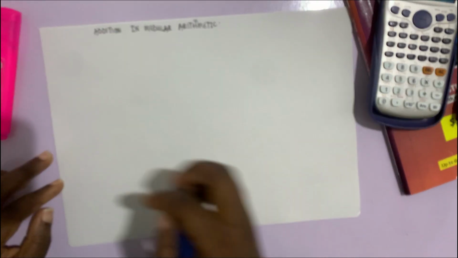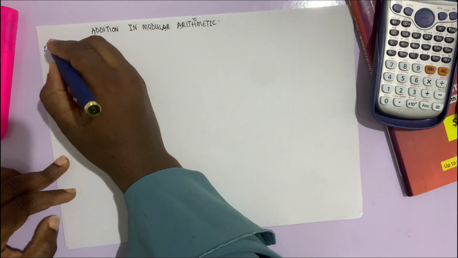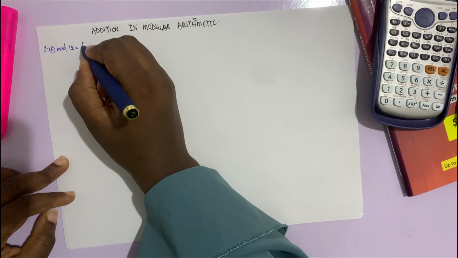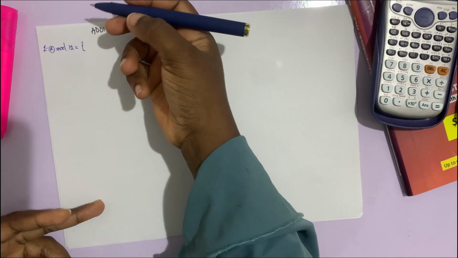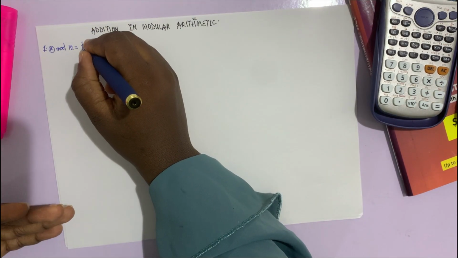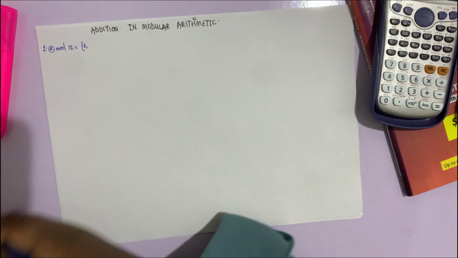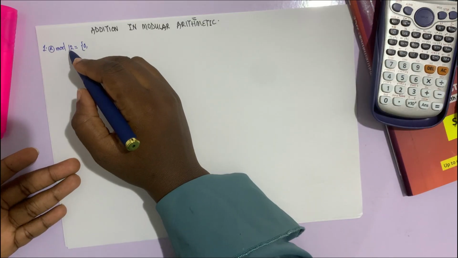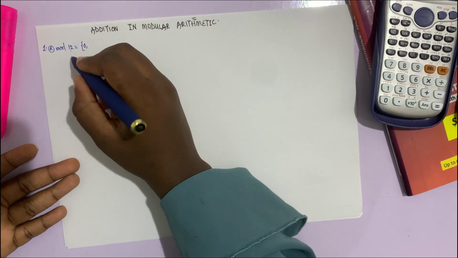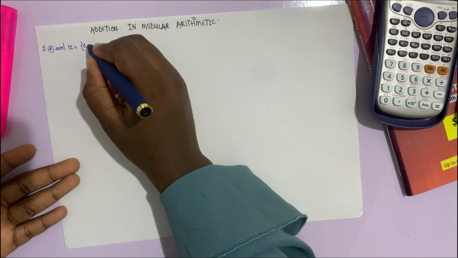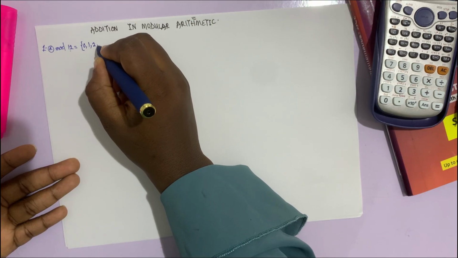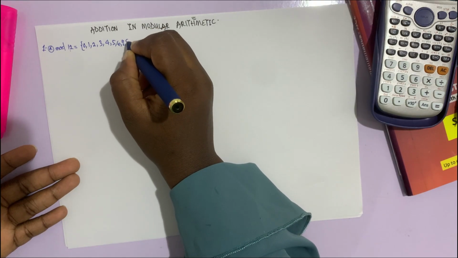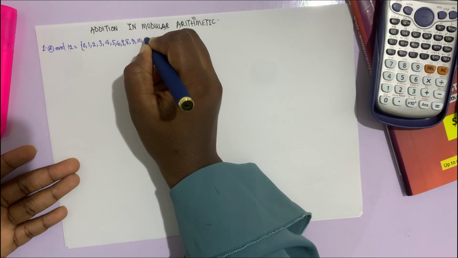So the first question is to find the set of residues for modulo 12. Like I've explained in the previous video, the set of residues for any particular modulo starts from 0 and stops at the digit that immediately precedes the modulo you are looking at. So in this case, we start from 0 and go up until 11, which is the number before 12. So modulo 12 residues will be 0, 1, 2, 3, 4, 5, 6, 7, 8, 9, 10, and 11.